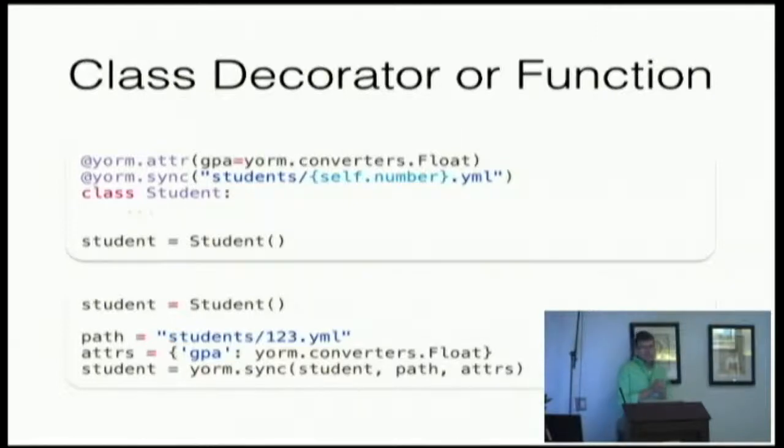There are two ways to enable this synchronization on an object. You can use the class decorator that you saw in the hello world example, or you can use the same function to sync an existing instance to a specific path. So this is the class decorator, and that's the function. In both of these cases, the student instance is now synchronized to a particular file.